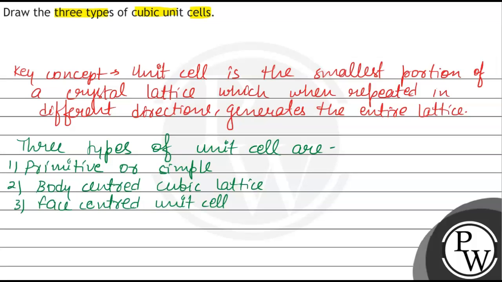So let's start first of all with primitive. This is the primitive. Here all atoms are at the corners of the cube. So here let's draw the atoms 1, 2, 3, 4, 5, 6, 7 and here 8. So this is the first one and it is primitive.